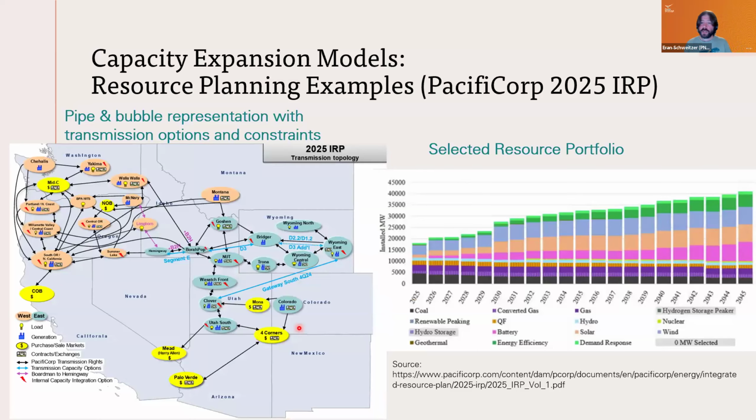An example over here is PacifiCorp's 2025 IRP. And so on the left, you can see that pipe and bubble model, right? We have different pipes in different areas. You can see the generation and load and different contracts that they have modeled within each bubble. And then there are these paths that indicate the movement of potential energy between these bubbles. And on the right, you see the outcome of this kind of a process, which is the selected resource portfolio evolving over time. And you can see the various different technologies that make it up.